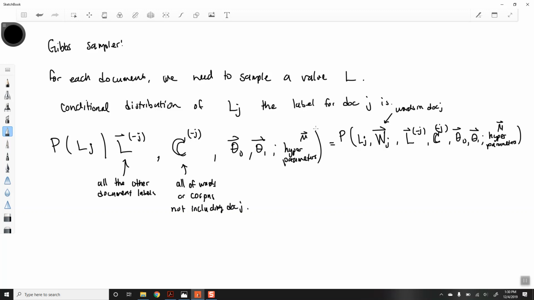And then because it's a conditional, it's all of this divided by the given stuff, which is going to be the probability of basically all the given stuff: the j, the C, and the minus j, everything but that, the theta 0, the theta 1, and the hyperparameters.